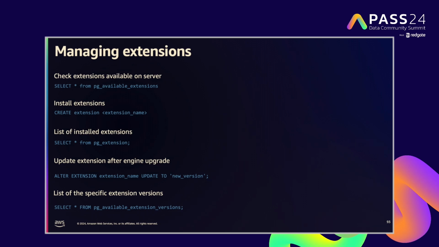How do you manage extensions? So you can check extensions by selecting from the table pg_available_extensions. You can install extensions by using CREATE EXTENSION. The list of all the extensions is there in pg_extension. You can update an extension to the latest version, and you can have a list of specific extension versions. So you can have multiple versions of extensions, with different versions, on some of those things.